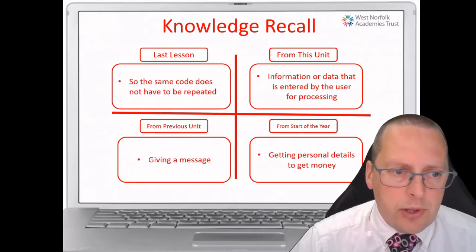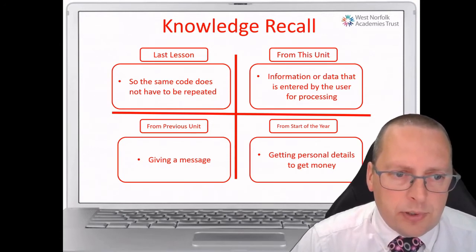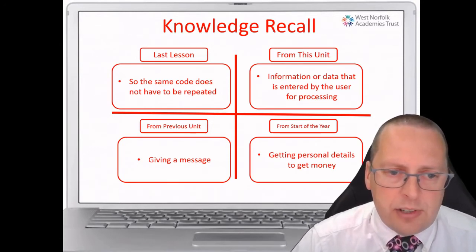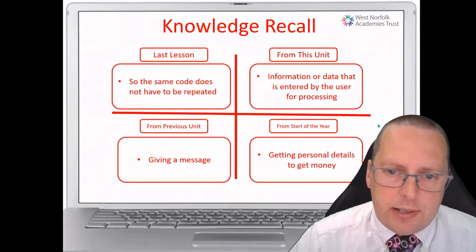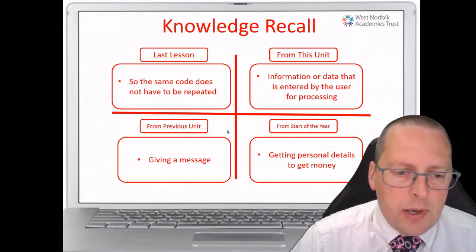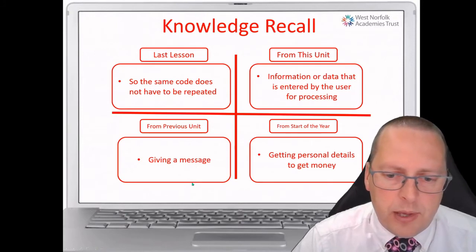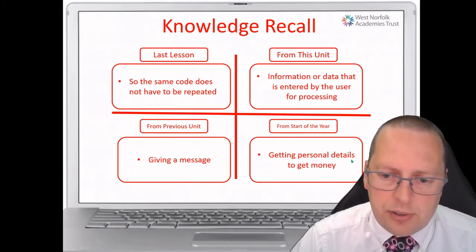Hopefully we now know that a procedure is to do the same code. So the same code does not have to repeat itself, so you can run that procedure over and over again. And information or data entered by the user for processing is what input is. A broadcast sends a message to the whole program, so giving a message is the answer for what is a broadcast. And phishing is getting personal details to get money from an email scam.